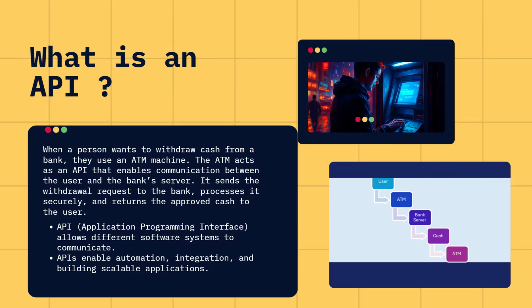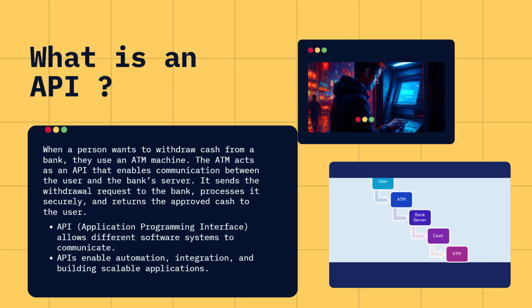When the user presses the button, it sends the withdrawal request to the bank, which processes it securely and returns the approved cash to the user. So in this example, the ATM machine is a kind of an API.